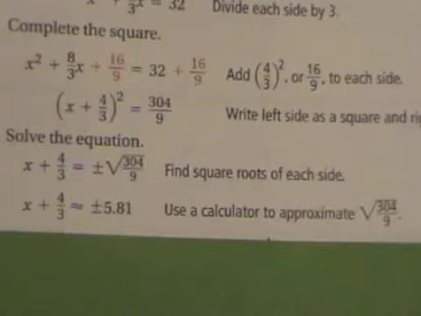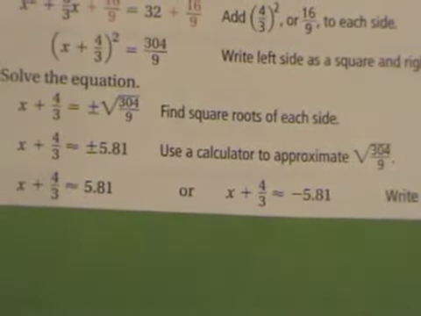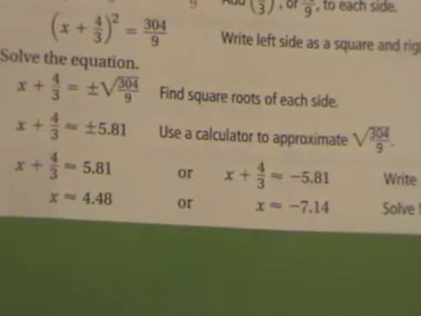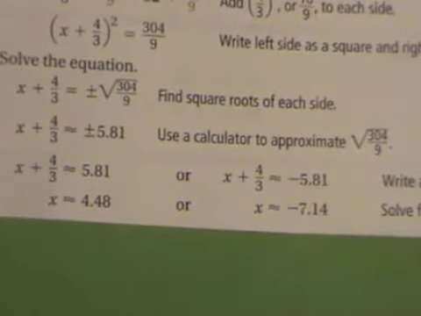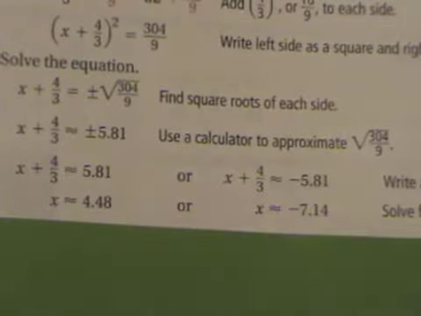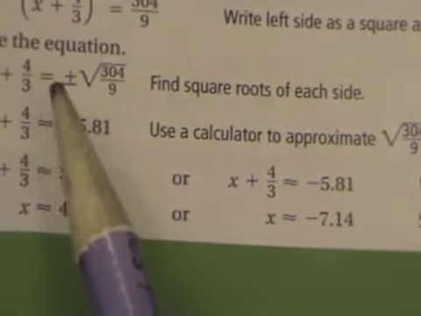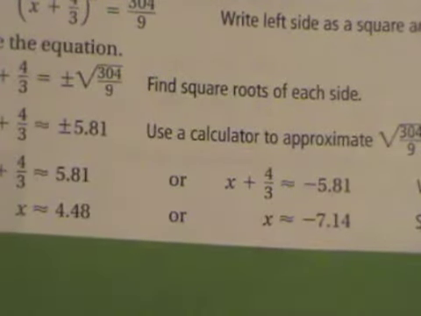This is where they split it into 2. x plus 4/3 is equal to positive 5.81 or negative 5.81, and then once you move the 4/3 to the other side, those are your two answers. And again, once they approximated the square root, they switched from an equal sign to an approximately equal sign.